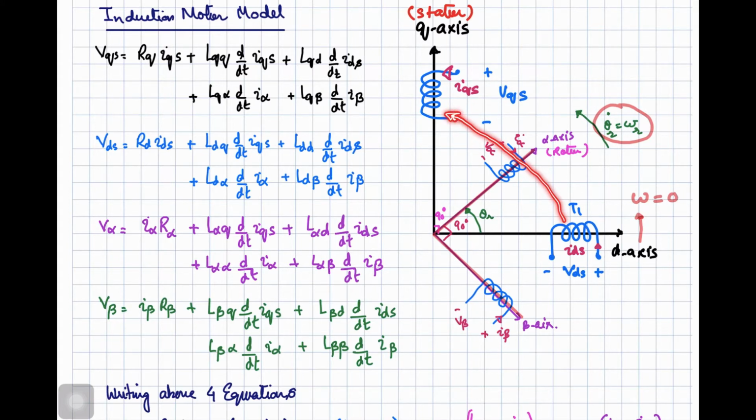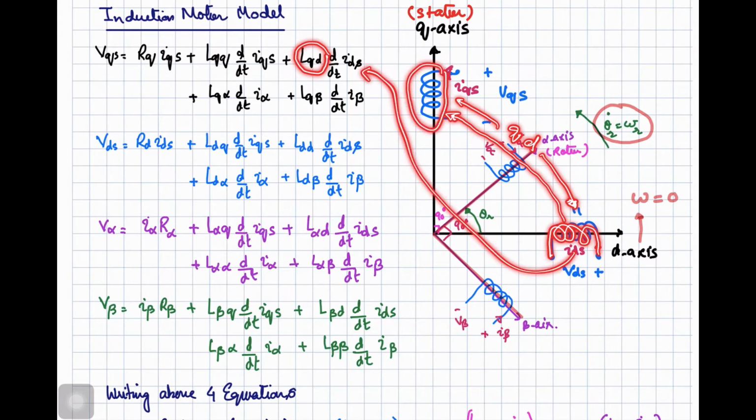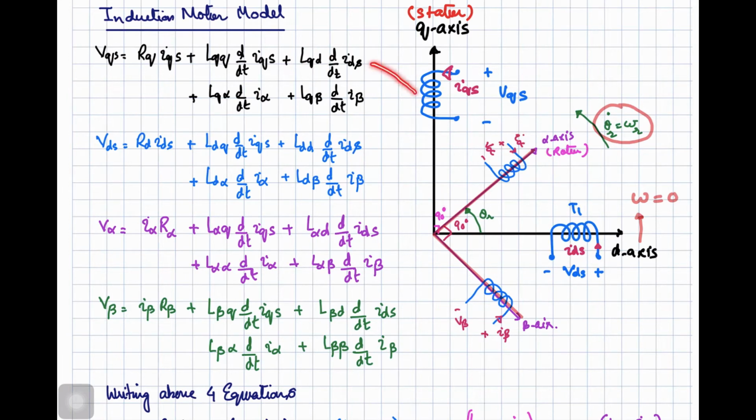Another voltage in this winding will be because of the flux linkage of the D axis with the Q axis. Let's suppose that is LQD, the inductance between the Q axis and the D axis. Q axis is this one, D axis is this one. If there is flux linkage in between, there will be an inductance, let me call that LQD. Because of the variation of the current IDS, a voltage will be induced in this winding. This voltage is represented by the term LQD into the derivative of IDS, the voltage in this winding because of the flux linkage from here.